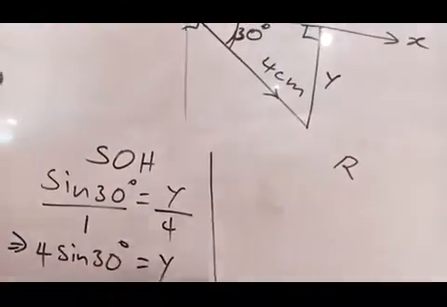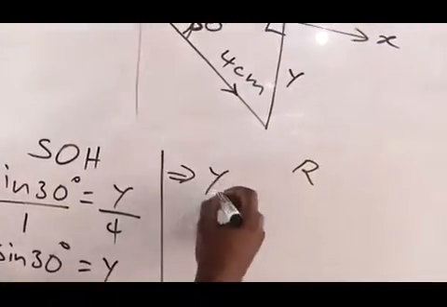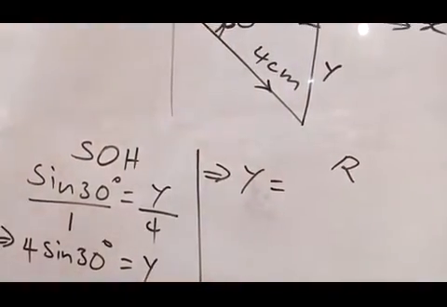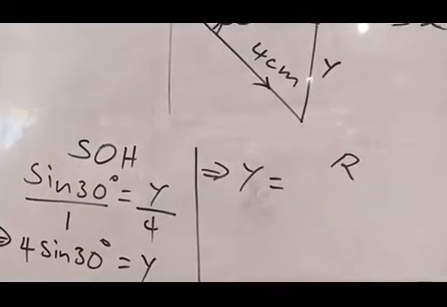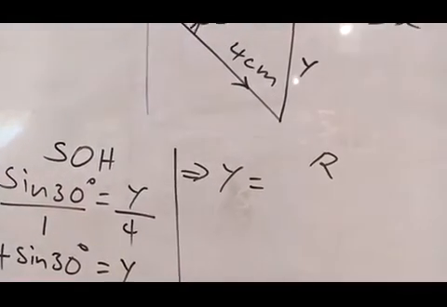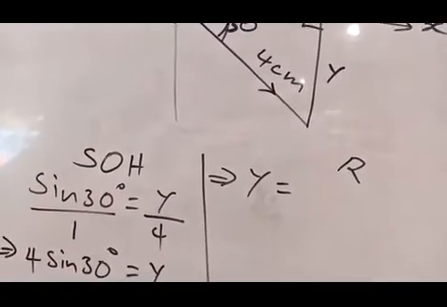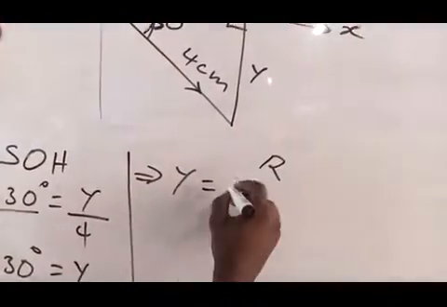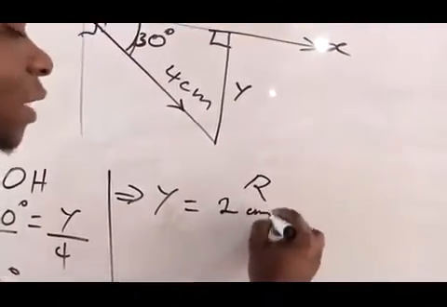Let's go ahead to get our answer. This becomes y equals 4 sine 30. Let's find out what it gives us. We have 4 sine 30, and that gives us exactly 2 centimeters. So this is 2 centimeters.